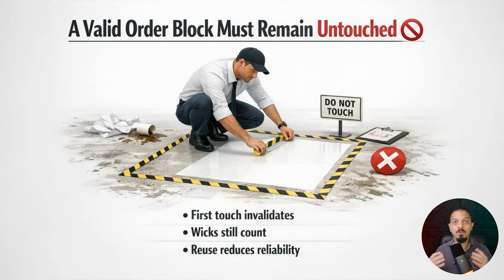The second rule is that an order block must remain unmitigated. In most cases, order blocks are considered a one-time use. Once price returns and touches the order block, even if it is only a wick, that order block is no longer considered valid and should not be reused.